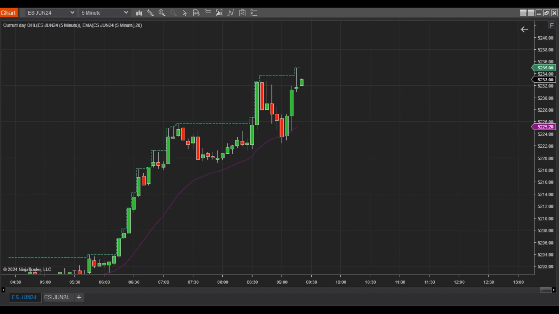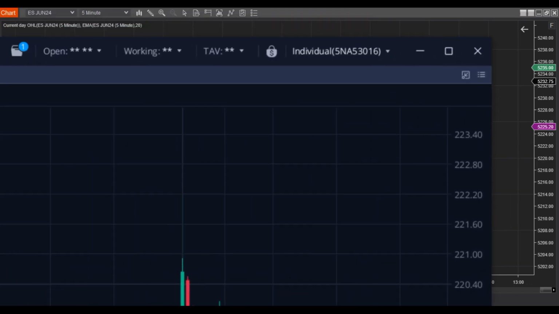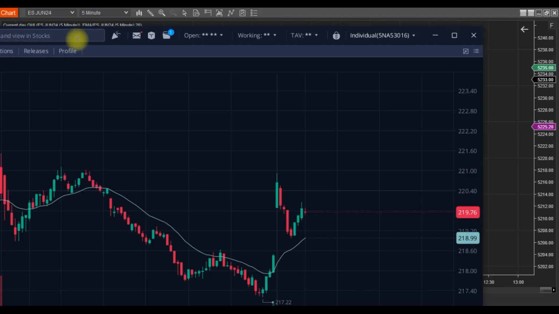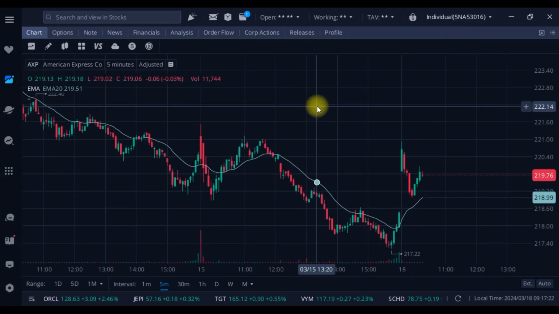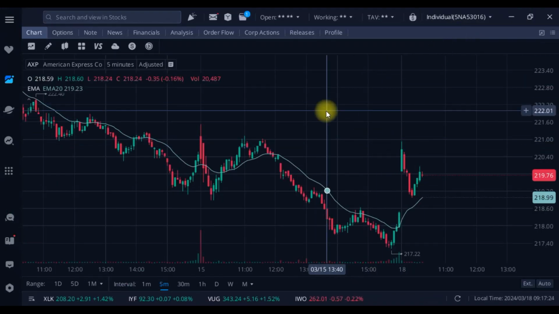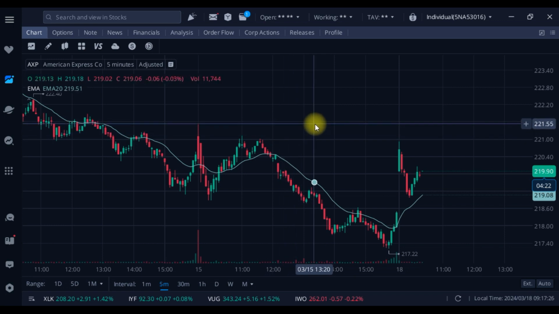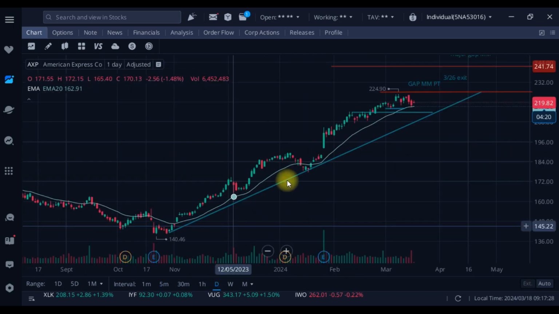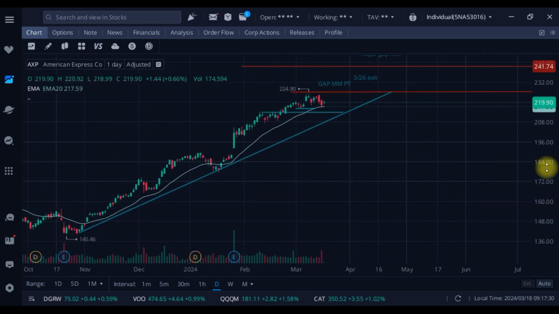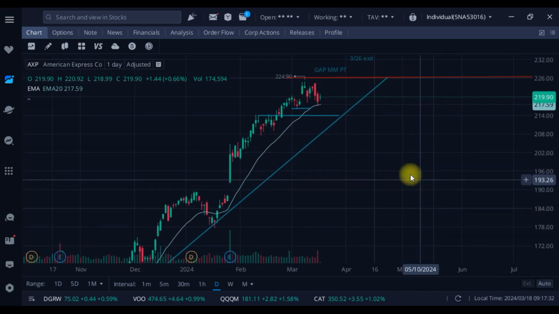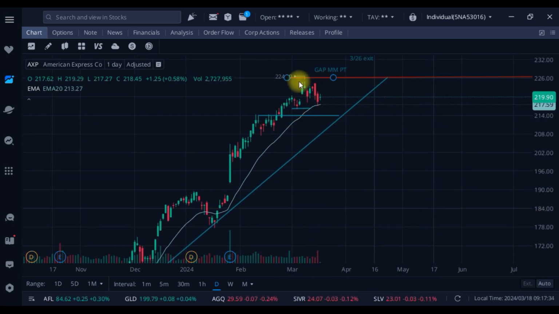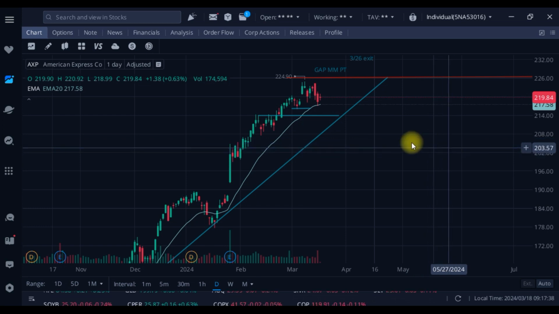Maybe we'll look at some stock plays now. You want to look at some stocks? Oh, man. American Express. Once again, kind of ranging, right? Top of range, bottom of range. I mean, I really shouldn't have to draw it out. I think you can see it.